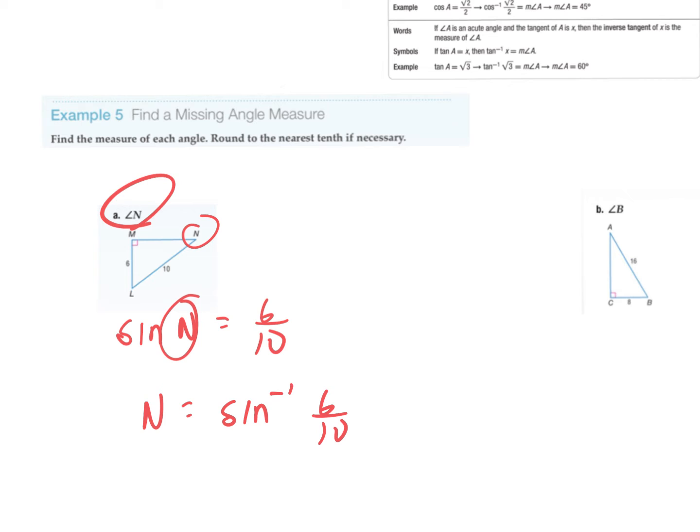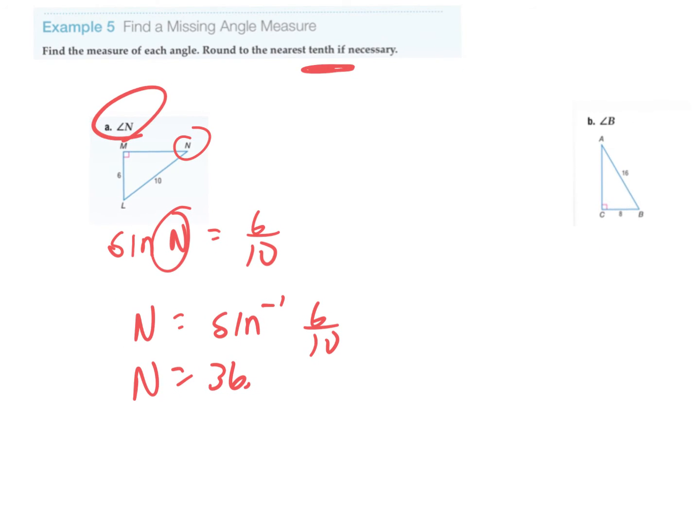And if you type that into your calculator, which is the second function, I go second function sine, and I do the fraction 6/10, hit enter. I'm going to get a long decimal, 36 point, but we're going to round to the nearest tenth, so one decimal place. And so I get an 8/6, which rounds up to 36.9. And so our angle measure is 36.9.